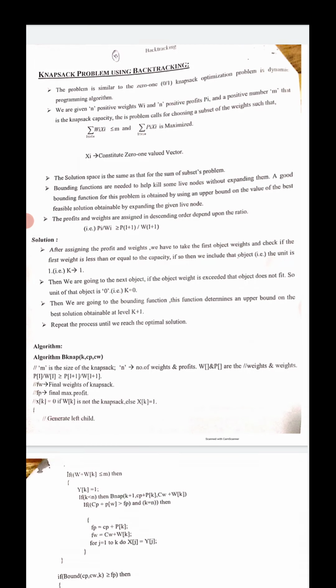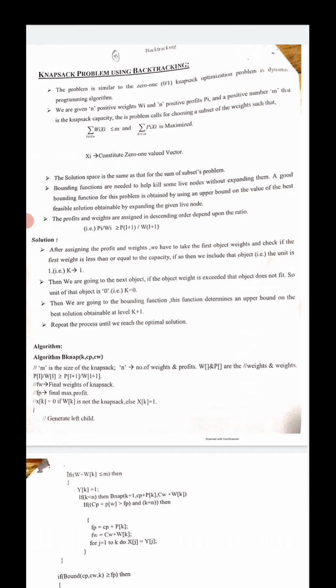Today we are discussing the third unit, second part of backtracking, the last application, that is the 0/1 knapsack problem, by using the backtracking methodology or systematic approach. Already you have seen the 0/1 knapsack problem in the greedy method and dynamic programming.